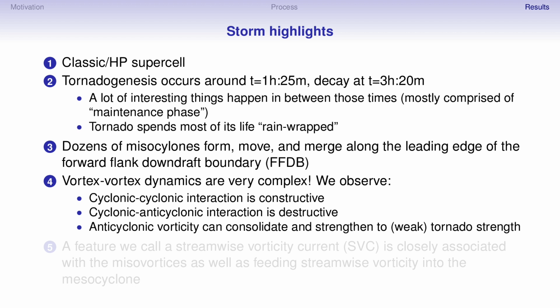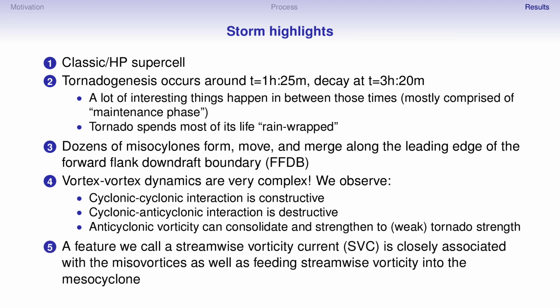Lots of mesocyclones form along the forward flank downdraft boundary. You'll see all sorts of interesting vortex dynamics going on with cyclonic interactions where the two vortices merge together. You see cyclonic, anticyclonic interactions that are destructive. And there's a feature that I'll spend a lot of time visualizing that we're calling the streamwise vorticity current that is very closely associated with these mesovortices.